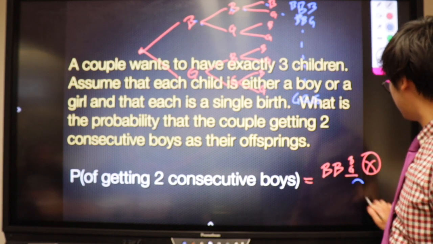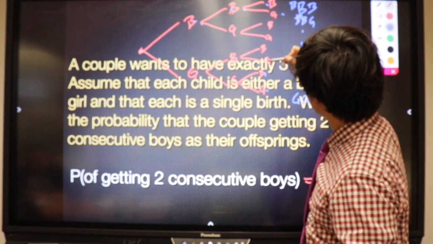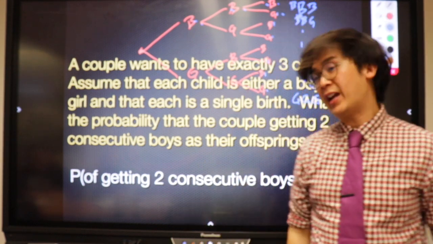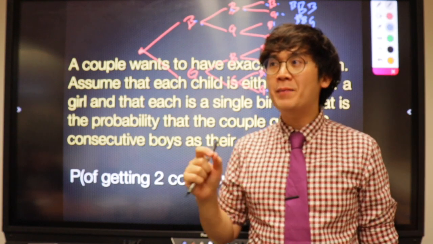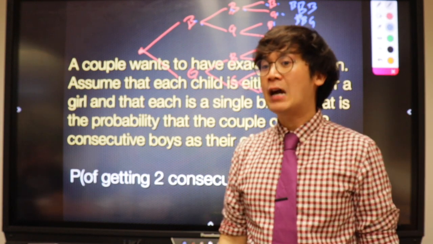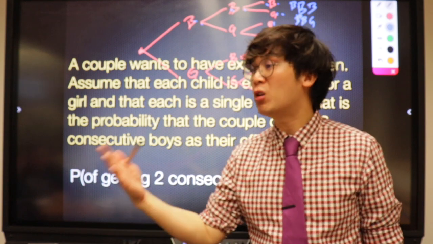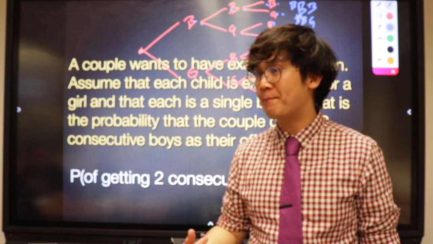1, 2, 3, 4, 5, 6, 7, 8. We have 8 probabilities. Now, in statistics, we have this thing called the fundamental counting principle, which is basically just multiplying the possible outcomes in an event.